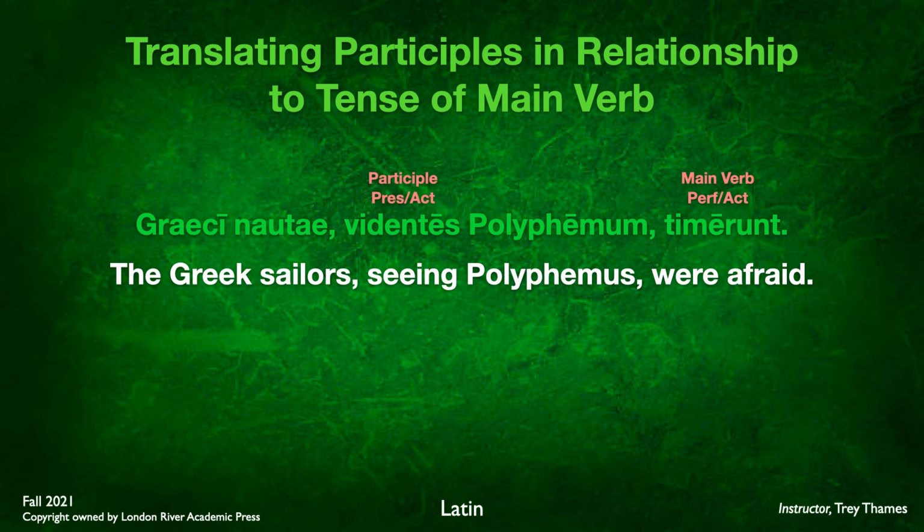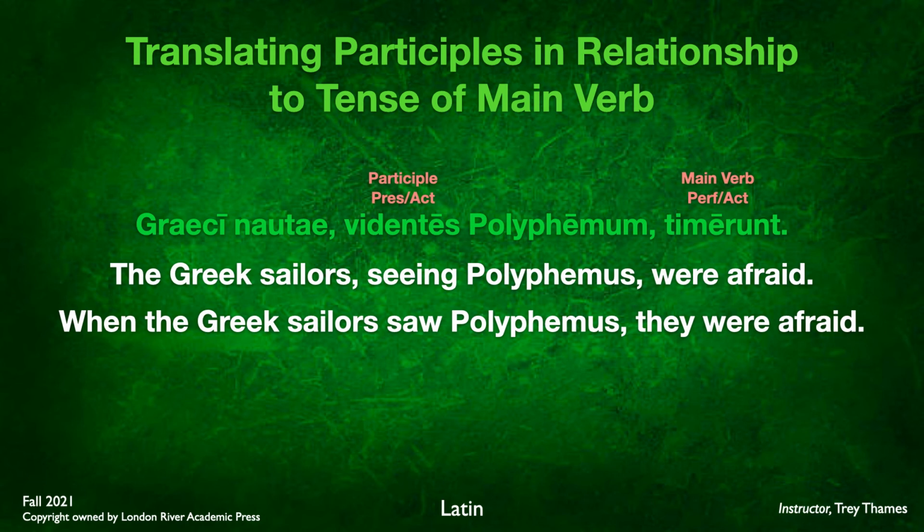But a better translation in English, a little bit more idiomatic, is: when the Greek sailors saw Polyphemus, they were afraid. So this is happening concurrently with the past time. Notice we moved it from "seeing Polyphemus" to "saw Polyphemus." Even though this is a present tense participle, a better translation would be to say "saw Polyphemus" because it's happening at the same time in the past. When the Greek sailors saw Polyphemus, they were afraid.